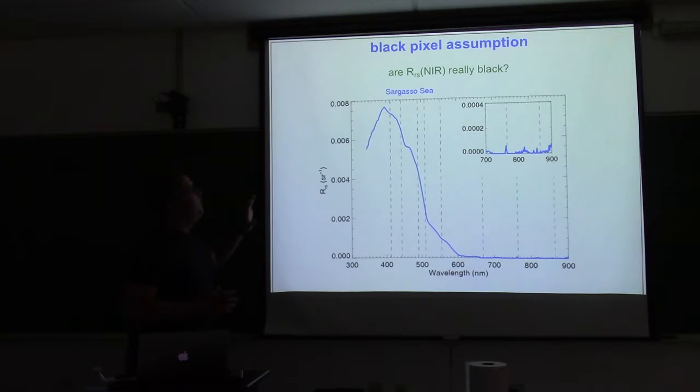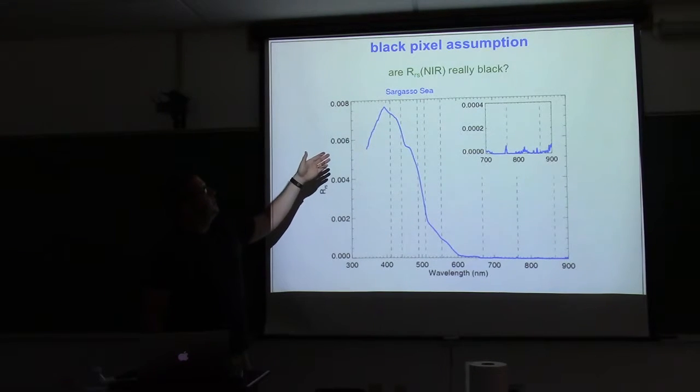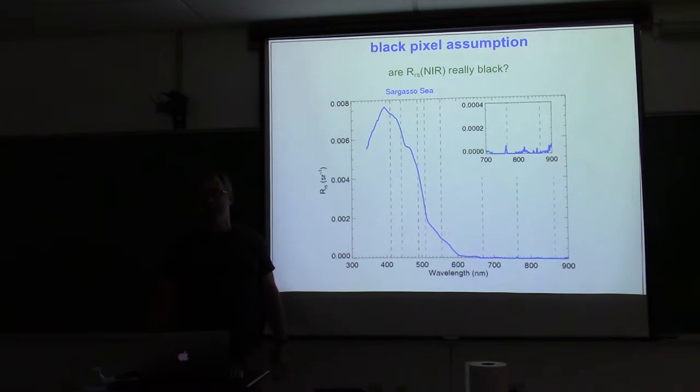All right, so the black pixel assumption. Are remote sensing reflectances in the NIR really black? Has anybody had a chance to look at radiometric data that you might have taken off the dock or on the boat yesterday? And have you looked at the NIR by any chance? Not yet? Okay.